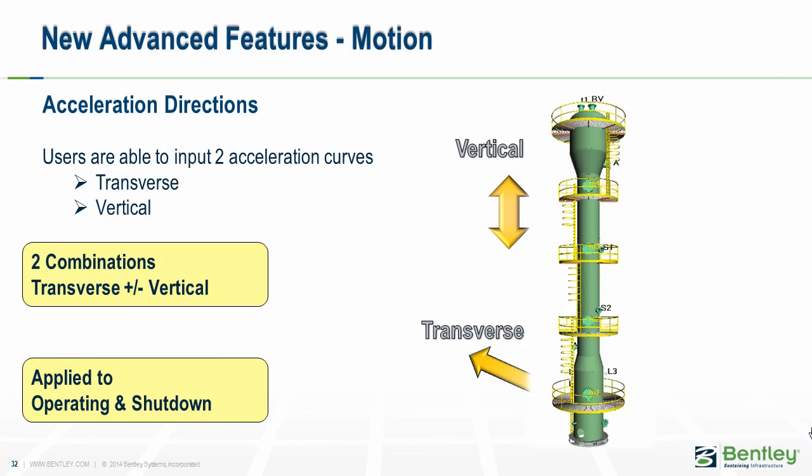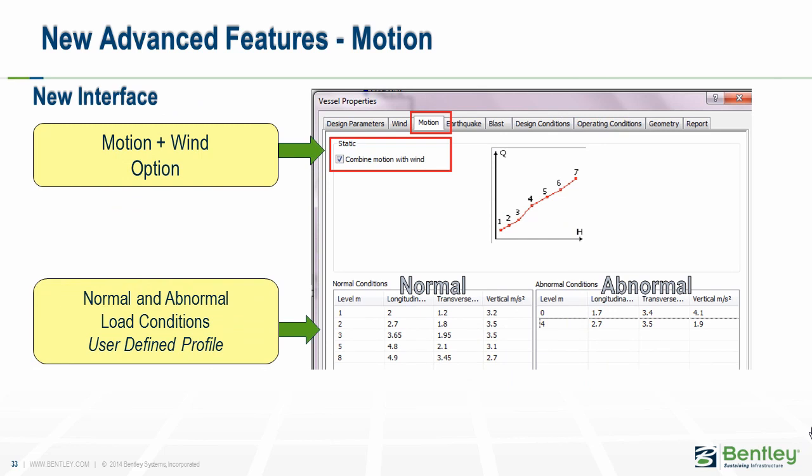For a vertical vessel, the module enables input of acceleration in the transverse and vertical directions, and just like horizontal pressure vessels, the forces can be applied in both operating and shutdown conditions. The motion analysis can be combined with wind analysis under the motion tab in the GUI. Multiple level step input for normal and abnormal load conditions are possible.